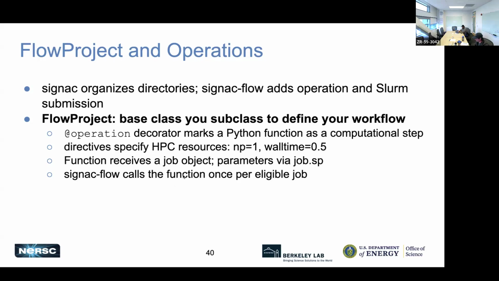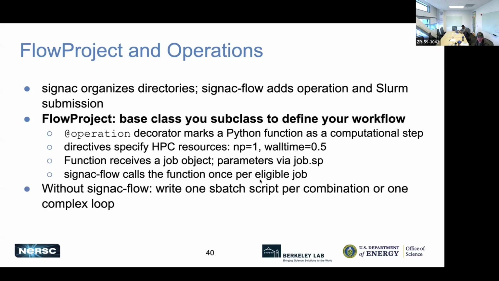So that function is going to get called for each state point. Without Signac Flow, you actually have to write your own sbatch scripts or do something with a loop and parameters to turn the Signac directory parameter suite into running work. And in this way, instead of writing that Slurm script, you're defining a large part of it in Python with the API.